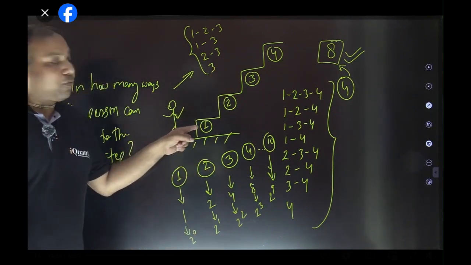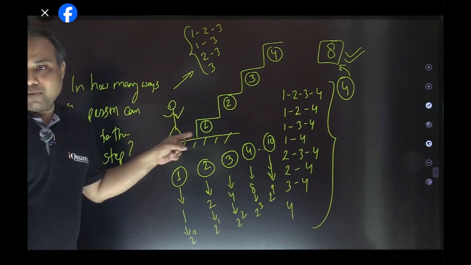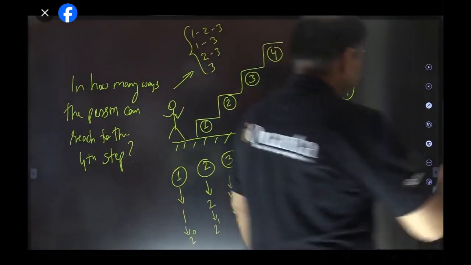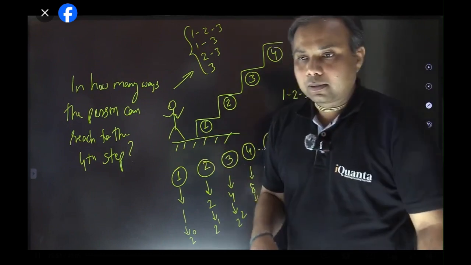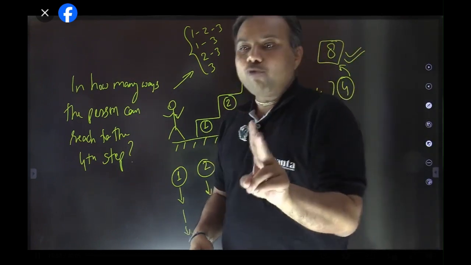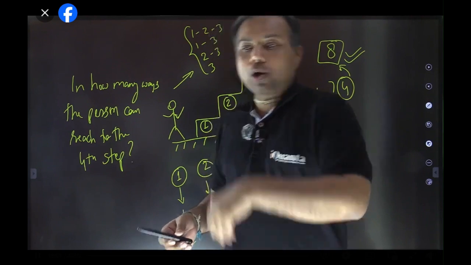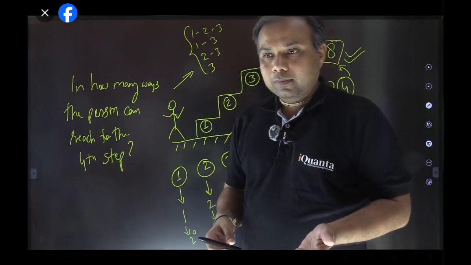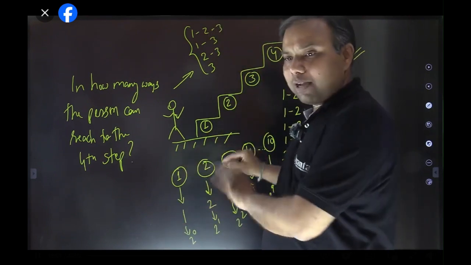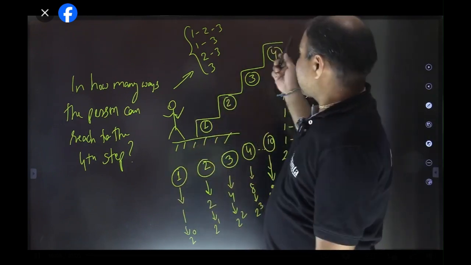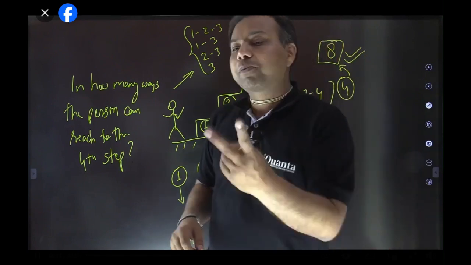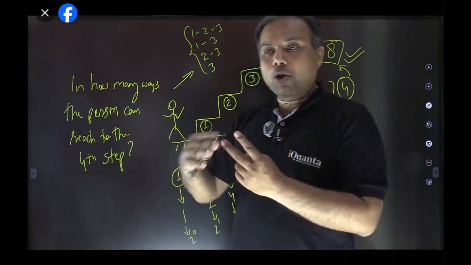Now, how many ways does this first step have? There are 2 ways: whether it is being stepped on or not. I'm not talking about reaching the first step. That we have done. Now we are solving it in another way. In this process of reaching the 4th step, this first step has 2 options: whether it is going to be stepped on or not.